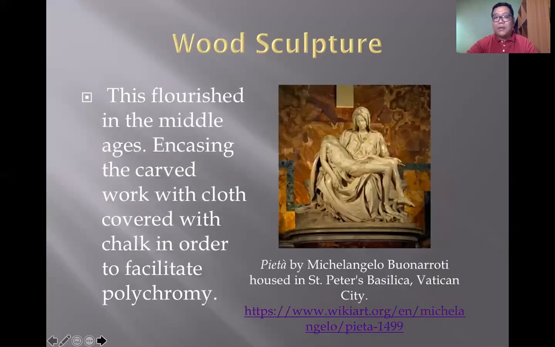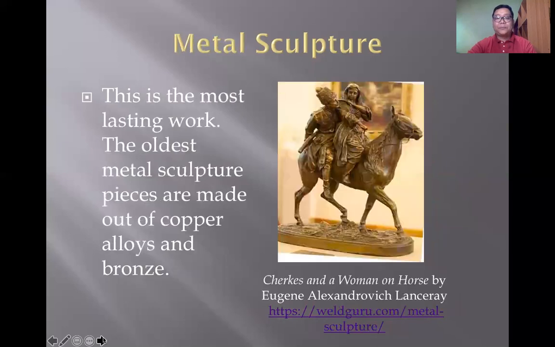And then we also have the common one, which is wood sculpture. This flourished in the Middle Ages, encasing the carved work with cloth covered with chalk in order to facilitate polychromy, or the presence of many colors. One best example for a wood sculpture is Pieta, the Mother and Son by Michelangelo. This one is housed in St. Peter's Basilica in the Vatican City.